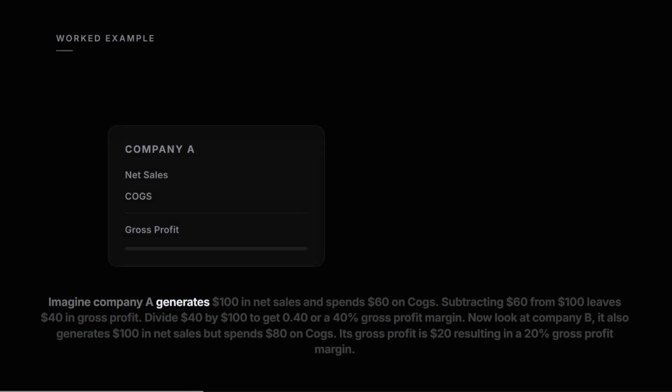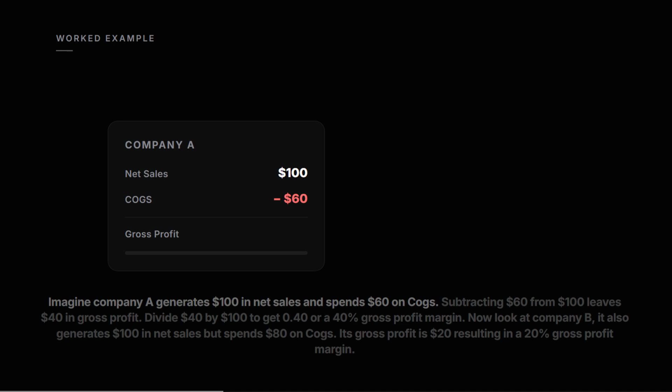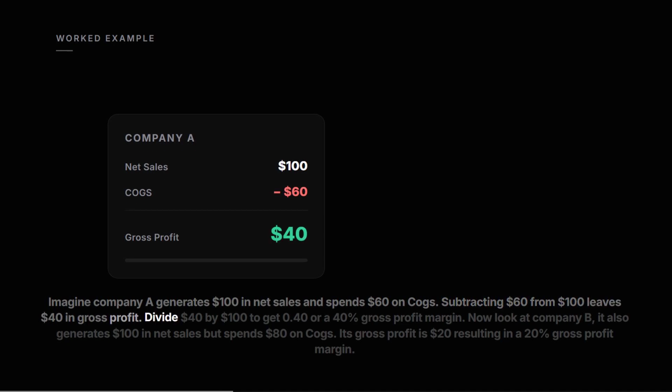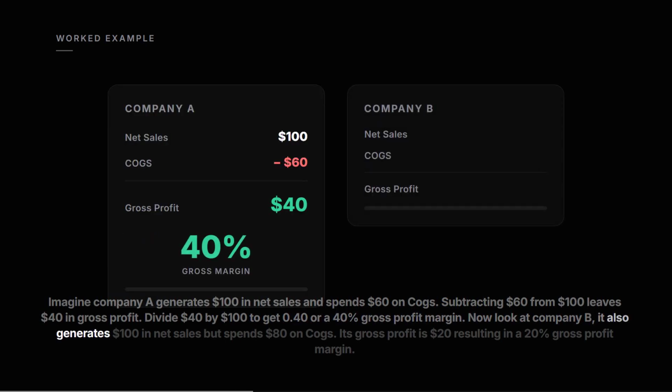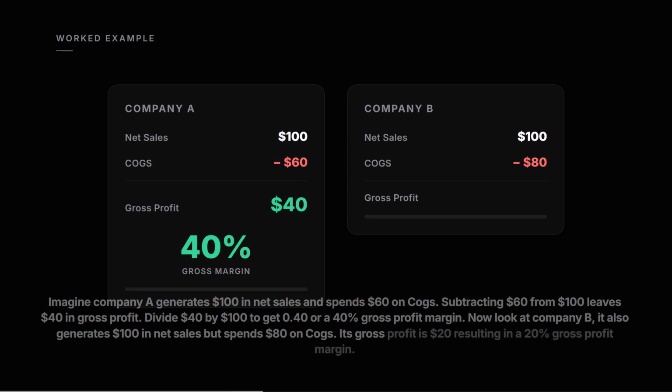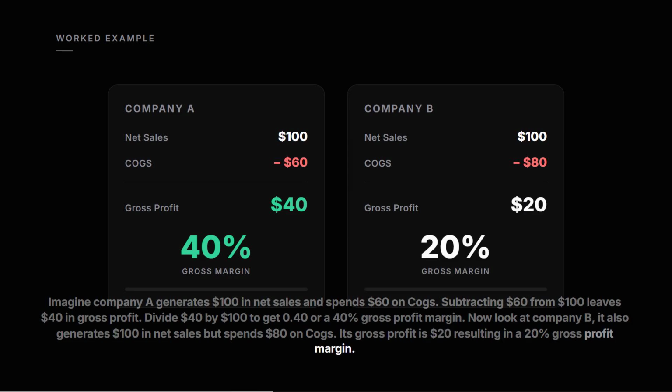Let's walk through an example. Imagine Company A generates $100 in net sales and spends $60 on COGS. Subtracting $60 from $100 leaves $40 in gross profit. Divide $40 by $100 to get 0.40, or a 40% gross profit margin.